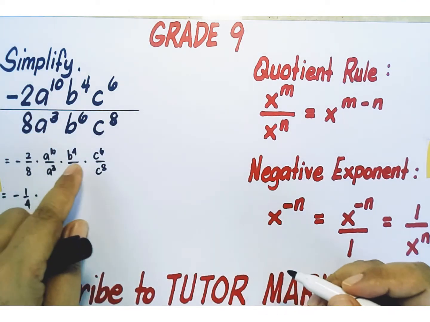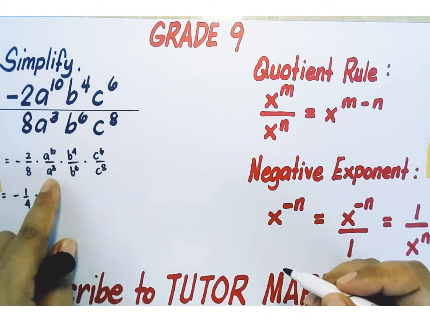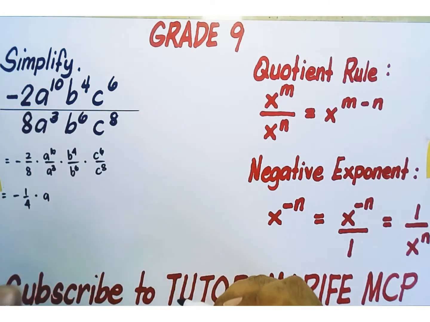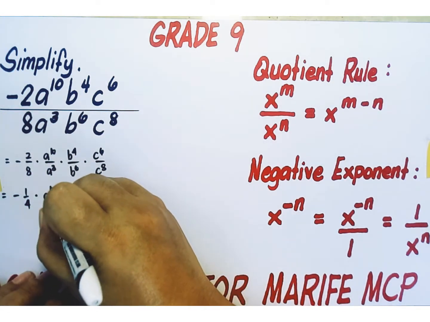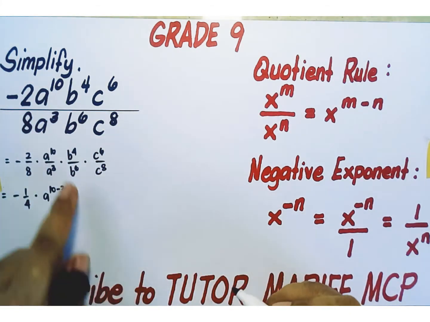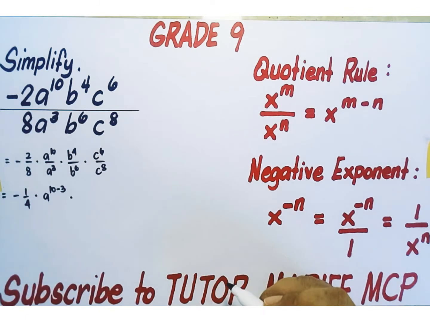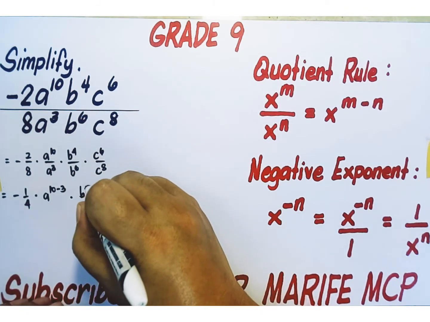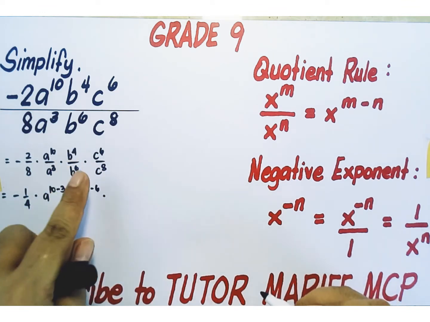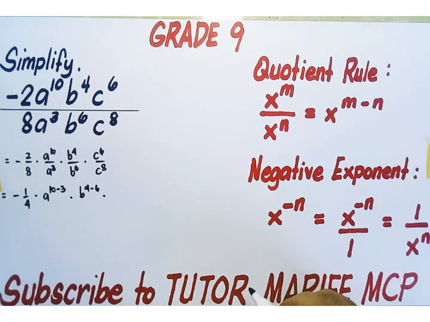Let's apply the quotient rule 3 times. For this one, keep the common base a and subtract the exponents 10 and 3. For this one, keep the common base b and subtract the exponents 4 and 6. And for this one, keep the common base c and subtract the exponents 6 and 8.